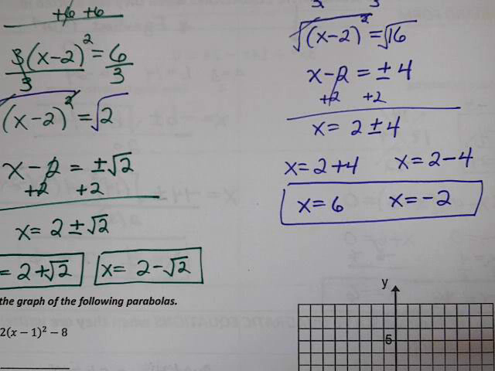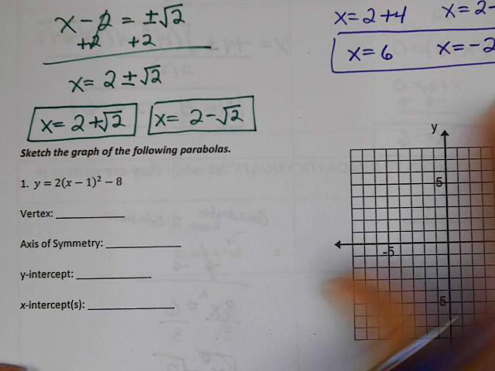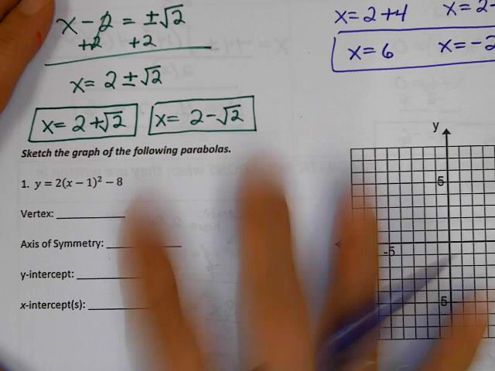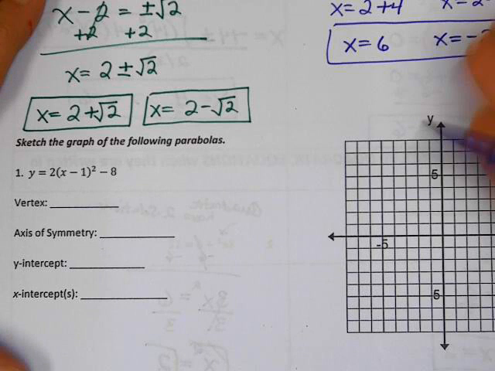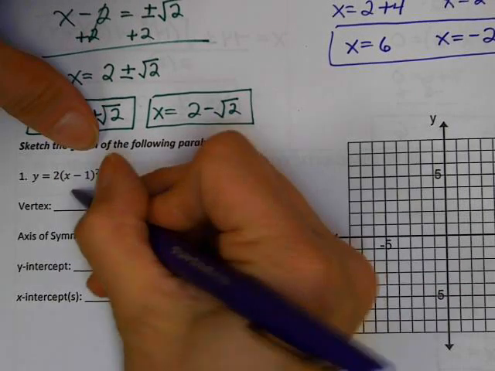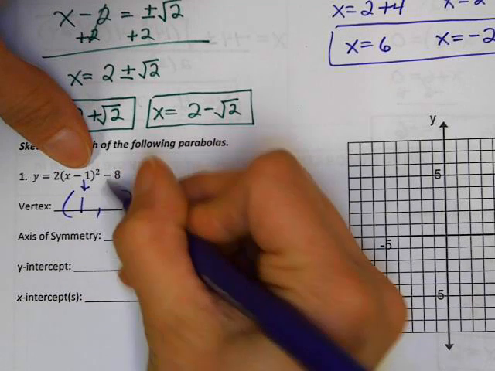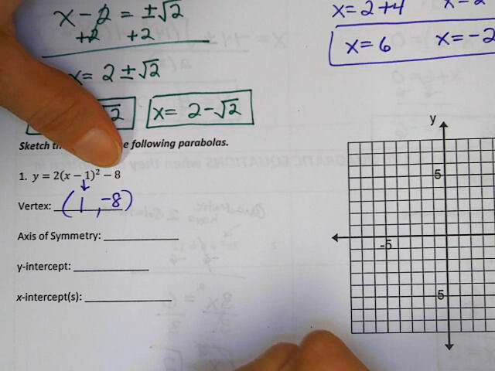Let's take a look at how we're going to use this, okay? Because sometimes we're going to give you these parabolas that are in vertex form, and we're going to have to use these solving skills here to get our x-intercepts. The vertex is the same as it's always been, okay? When it's in vertex form, don't forget about the change. So it's going to be 1, negative 8.